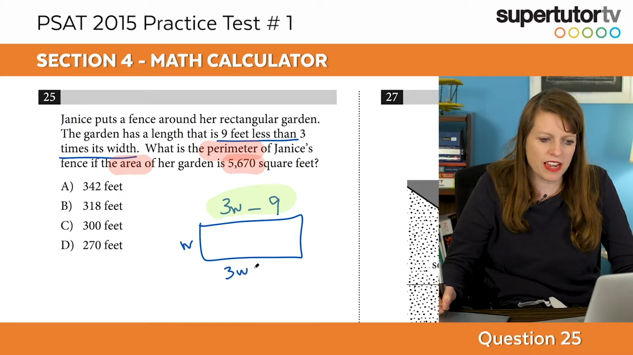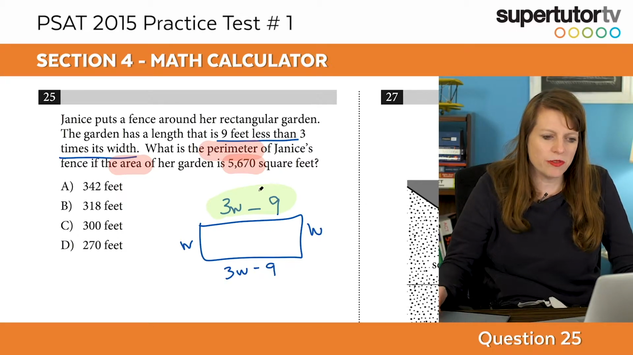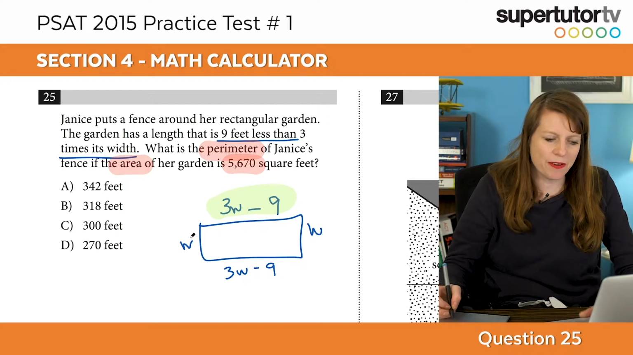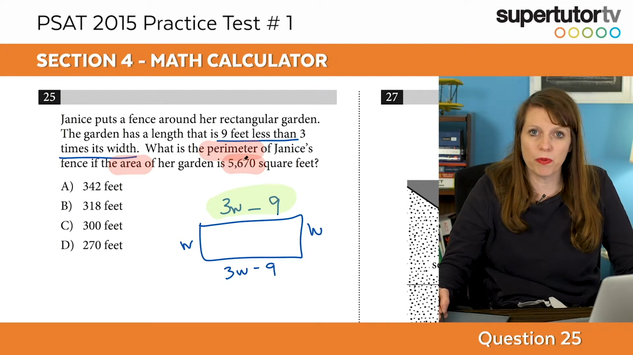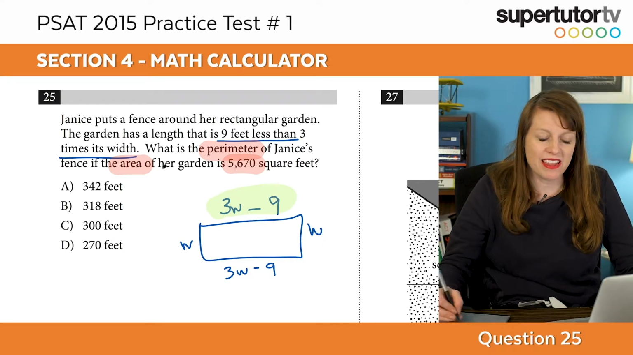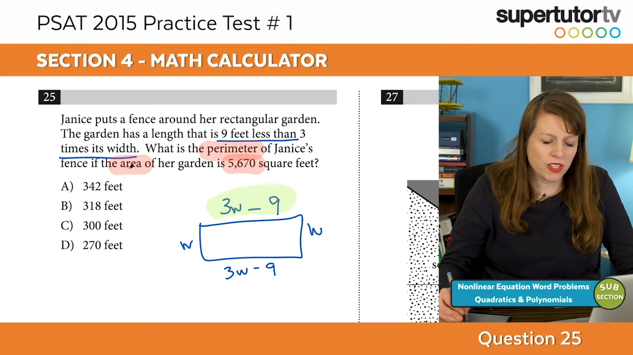So if this is a rectangle, then all I have to do is add these 4 things together. The other mistake that people make is they solve for the W instead of the whole perimeter. They solve for the length instead of the whole perimeter, and then they get something that's not here at all. So the area of her garden is 5,670 feet.